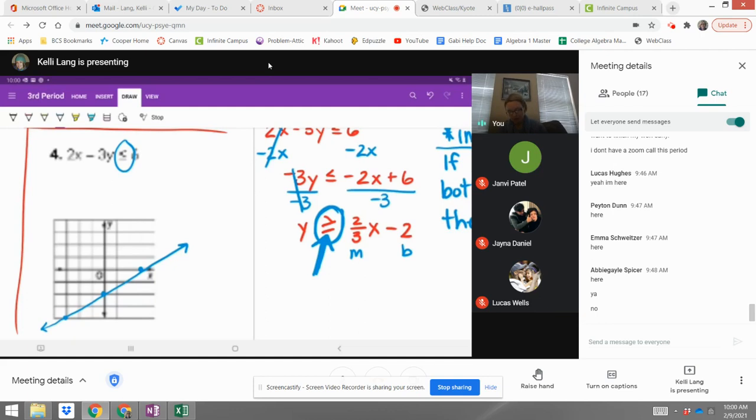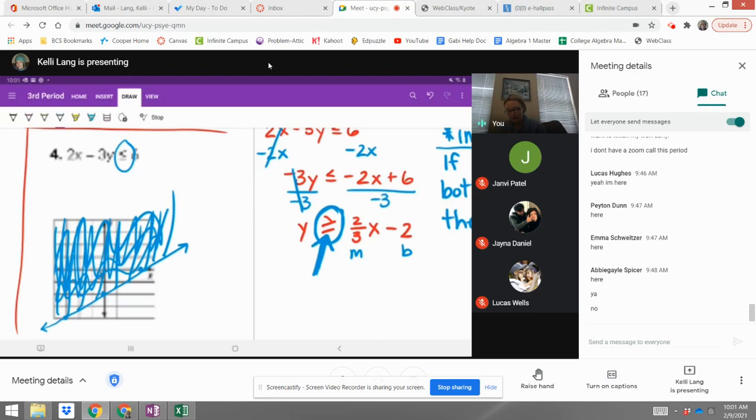So this symbol is y is greater than or equal to, which means we shade above. So from my line going up, we're going to shade everything above that. So just fill that in with a nice little shade. And that is our solution set. Everything from that line and up is our set of solutions to this problem.